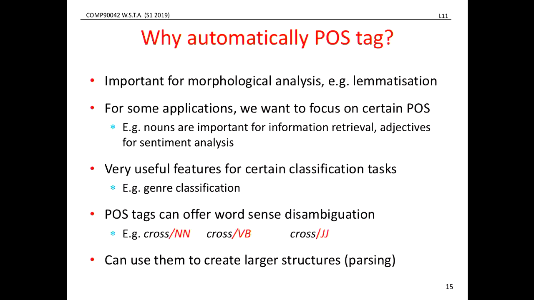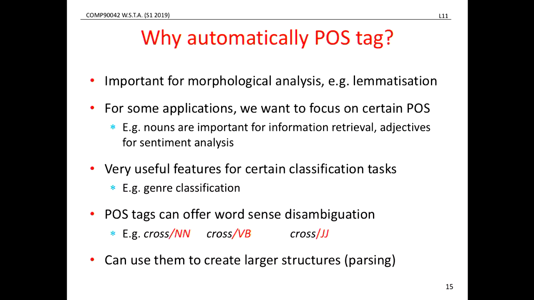They're useful for word sense disambiguation. This is a bit like the lemmatization problem in that these words are very different. Cross as a noun, cross as a verb, cross as an adjective. These are all quite different words. And once we know that, then we have a clue as to their meaning. And we can use that wherever we're going to need their meaning.